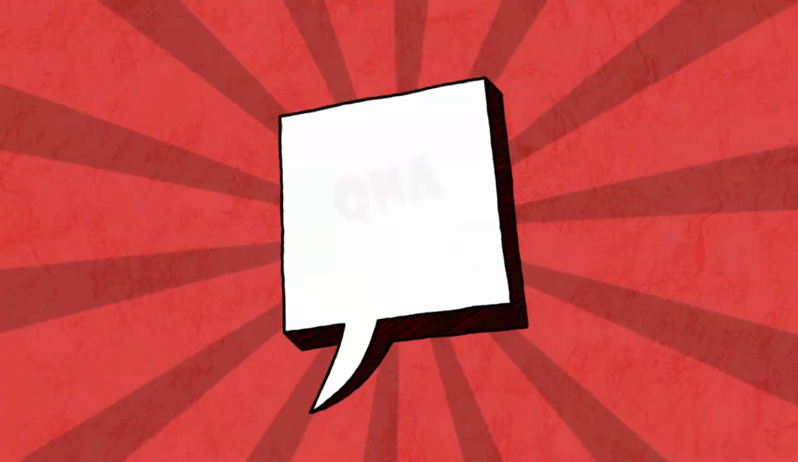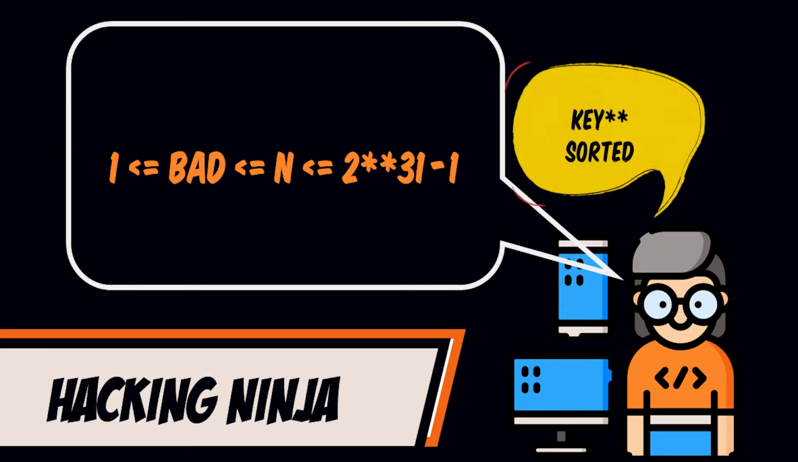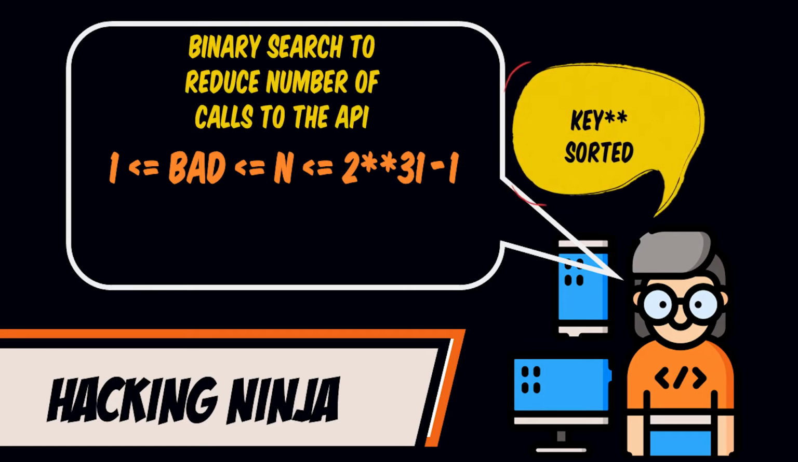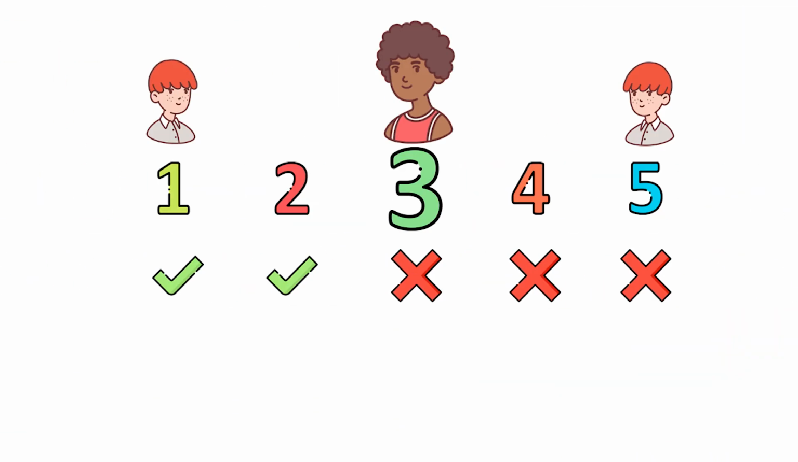Let's look at the constraints to get more information. There will be at least one version given to us, and there has to be at least one bad version. Because the versions are sorted in this manner, we can use binary search and reduce the number of calls to the API. Now this approach is simple. Let's look at the code to understand it.